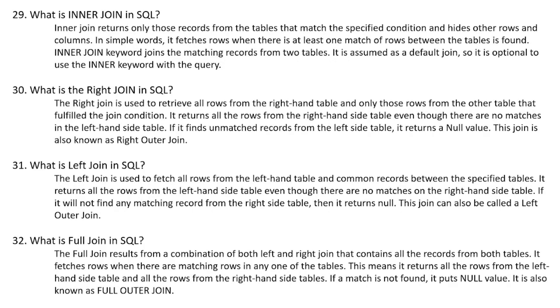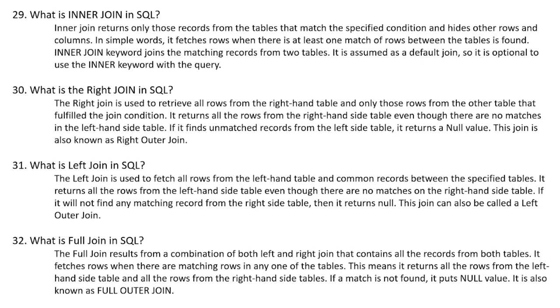Question 29. What is inner join in SQL? Answer: inner join returns only those records from the tables that match the specified condition and hides other rows and columns. In simple words, it fetches rows when there is at least one match of rows between the tables. Inner join keyword joins the matching records from two tables. It is assumed as a default join, so it is optional to use the inner keyword with the query.